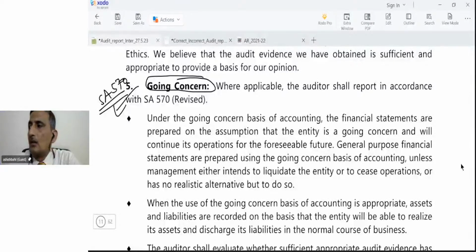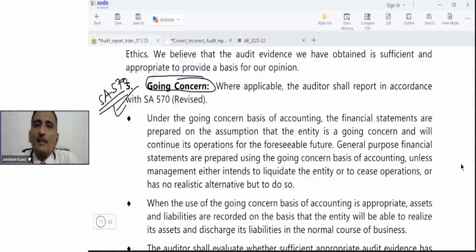Do you remember anything about it, guys? Do you remember anything about going concern? Going concern, guys, you would do well to understand that the financial statements of a company, or for that matter any organization, are prepared in accordance with the going concern assumption. It is the fundamental accounting assumption.